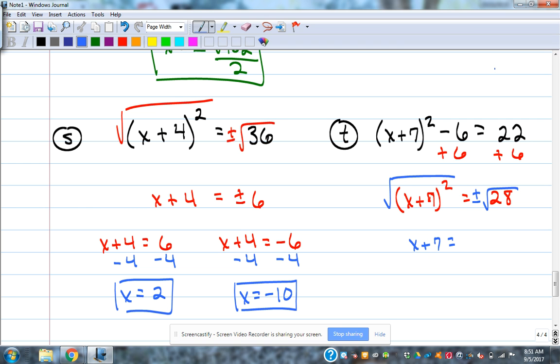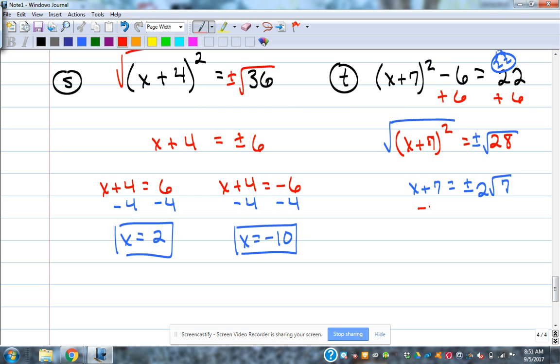And I'm going to break down 28. So I'm over here on some scratch paper. It's 4 and 7. I know 4 is 2 and 2, so that's 2 radical 7. Because it's a radical, I really can't put it together with this 7 that's over here on the left. So my move would be to subtract 7 to get x by itself. This is how I want you to write that answer. Negative 7 plus or minus 2 radical 7.